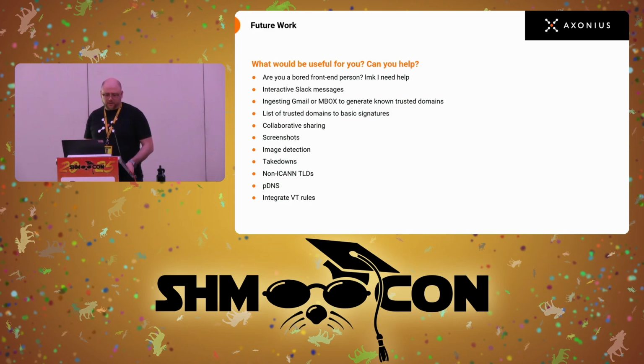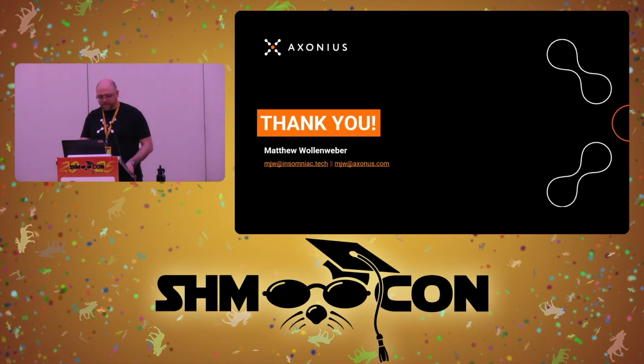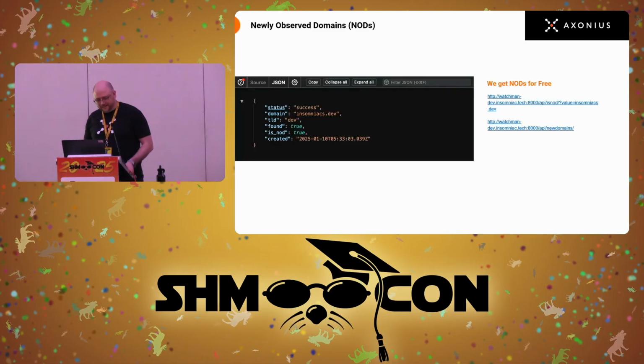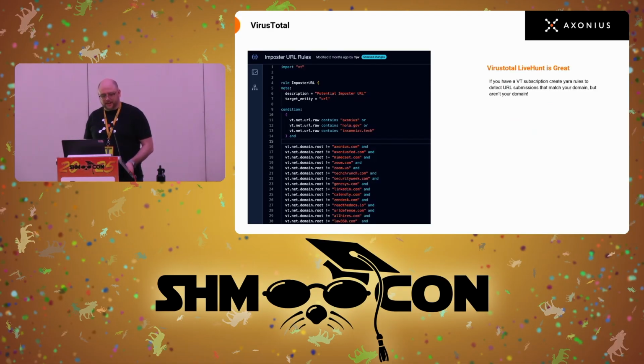So it already integrates with VirusTotal. I speak very quickly, apologize for that. I have some extra slides. One of the things it can do, I also set up rules in VirusTotal. So if you have a VirusTotal account that lets you do live hunting, you can set rules to match your domain string that doesn't end in that root, and that will create an alert and hook up to the Watchman API to get that alert and publish that too.